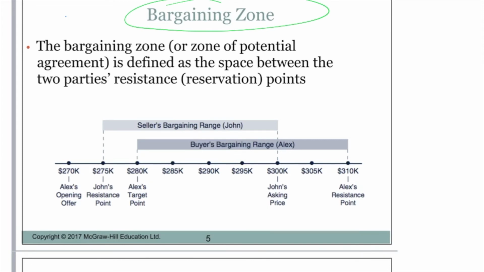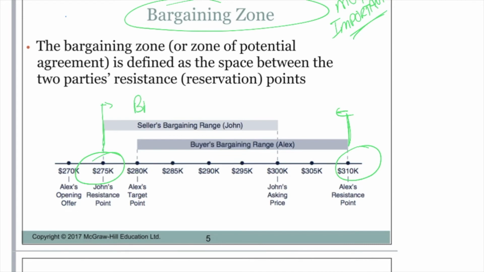And this is something we won't know right away. The bargaining zone, if we look at the diagram here, is simply defined. In this case, we see Alex's resistance point at around the $310,000 range and John's resistance point at $275,000. The space between these two resistance points is known as the bargaining zone.